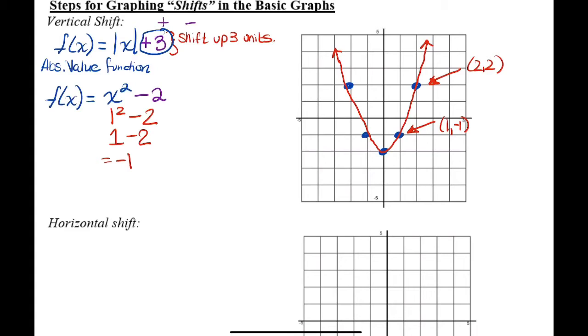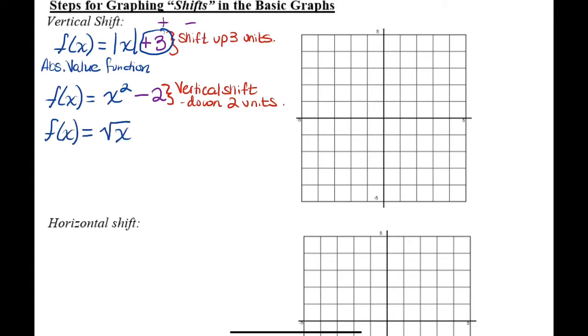Let's see if that fits our input-output rule. So if I do x squared minus 2, and I put in 2, so 2 squared minus 2, well, 2 squared is 4. 4 minus 2 is 2. So yeah, if we put in a 2, we get out a 2. So everything works according to that transformation. So that was a vertical shift of going down 2 units because we had a -2 right there.